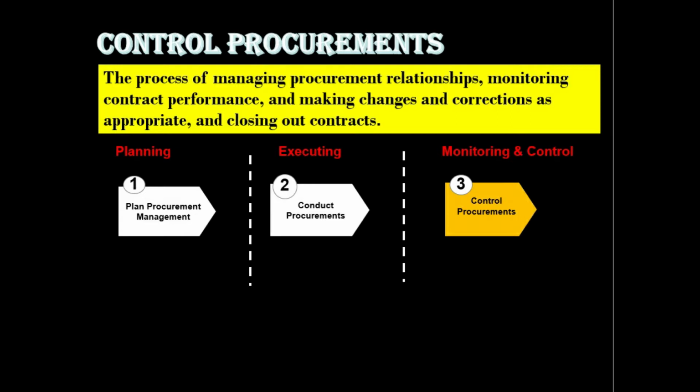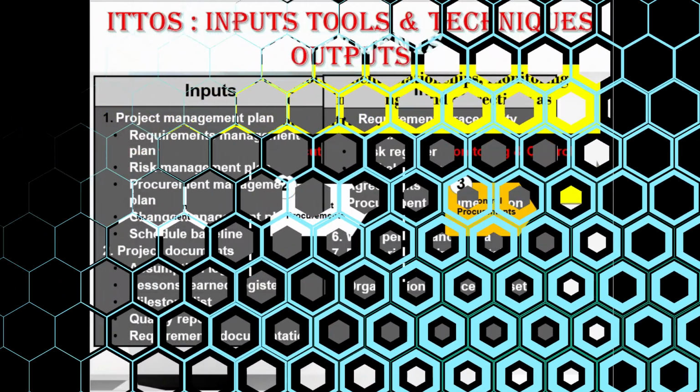Hope you understood this. The main key benefit of this process is that it ensures that both the seller's and the buyer's performance meet the project requirements according to the terms of the legal agreement. Hope you understood about its definition as per the PMBOK Guide and the key benefit of this process. So let's start with our inputs, tools and techniques, and outputs.